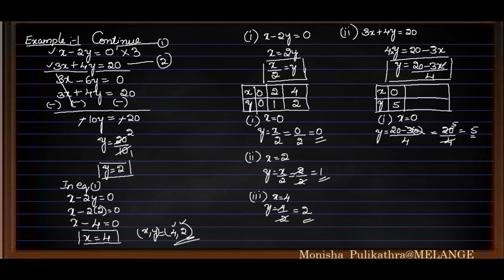Next, take x is equal to 3. 3 threes are 9. 20 minus 9 is 11. 11 is also not divisible by 4. Next, take x is equal to 4.